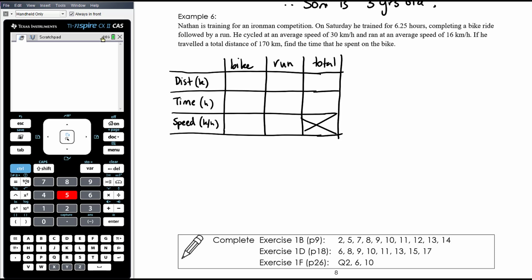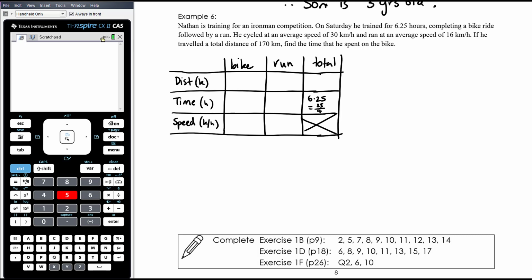He trained for 6.25 hours, so that's the total time. So 6.25, that's 6 and 1/4, which is going to be 25 on 4 hours. You can leave it at 6.25, but at some point in the equation solving, you're probably going to need to make it a fraction.